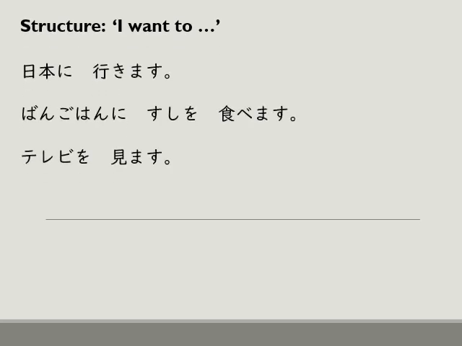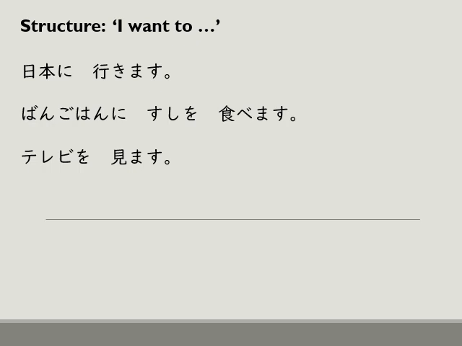Here are 3 sample sentences. 日本に行きます。I go to Japan. 晩ご飯に寿司を食べます。I eat sushi for dinner. And テレビを見ます。I watch TV. Let me show you how you convert these sentences to want-to form. The steps are very easy.